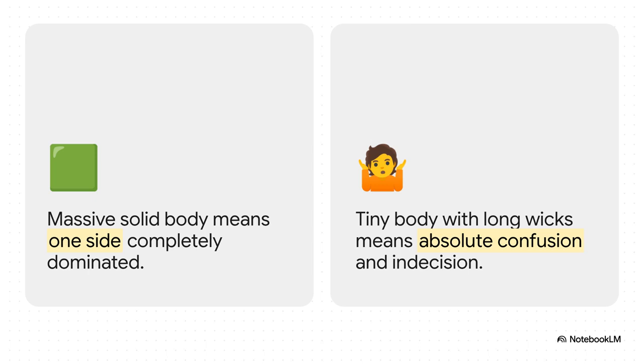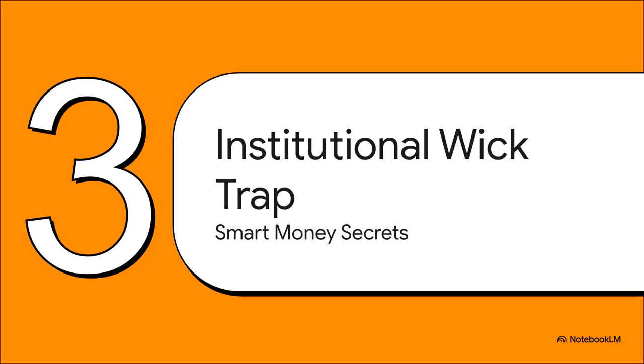Total control. But what if you see a tiny little body trapped right in the middle of these huge, long wicks stretching up and down? That screams absolute confusion. It means the market whipped prices violently in both directions, but ultimately nobody could agree on anything, and they closed right back near where they started. Pure indecision. And that brings us to Section 3, the institutional wick trap.